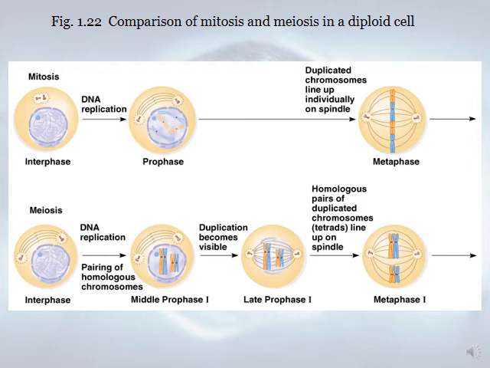metaphase I. Here are the tetrads; the pairing of homologous chromosomes, as I said, is called tetrads. So the tetrads line up at the middle of the cell, as homologous pairs of duplicated chromosomes, at the equatorial plate. Here is metaphase. Let's now move to the anaphase and the telophase.